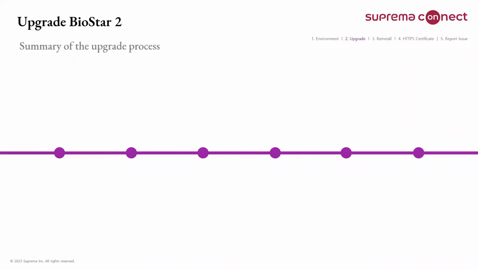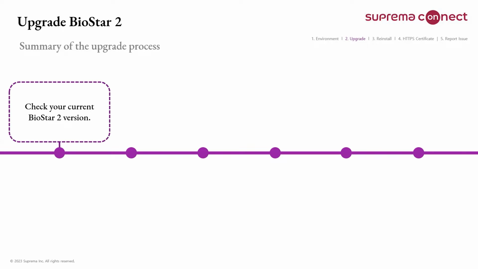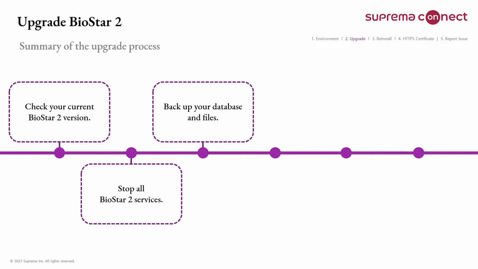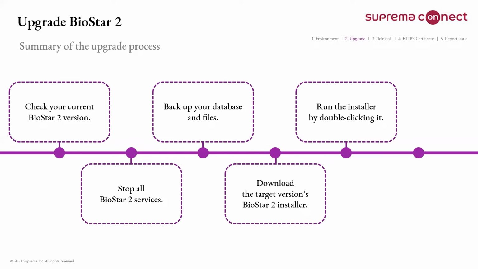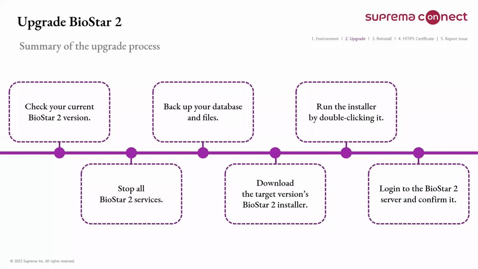We can divide it into 6 steps for upgrading BioStar 2. Check the current BioStar 2 version, stop all BioStar 2 services, and back up the BioStar 2 database, configuration files, encryption key, licenses, and other necessary files. Then download the target BioStar 2 installer. Execute by double-clicking. When running the installer, administrator privileges are required. Finally, log into the BioStar 2 server when the upgrade is complete and check whether the data is maintained well and the server is operating correctly.